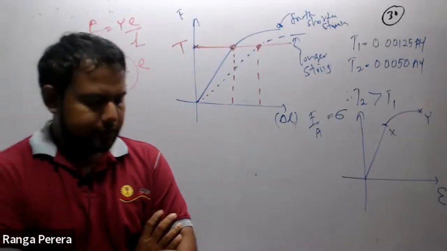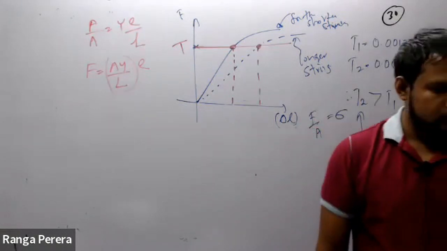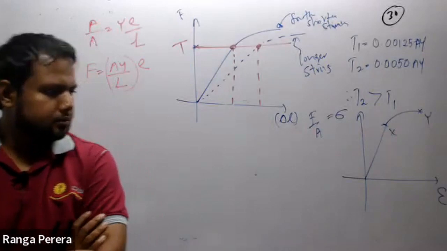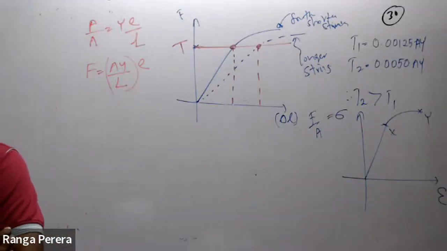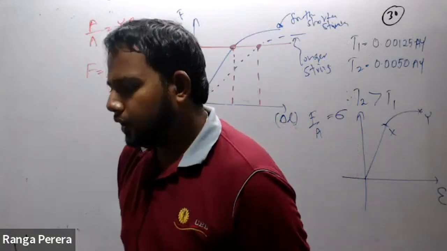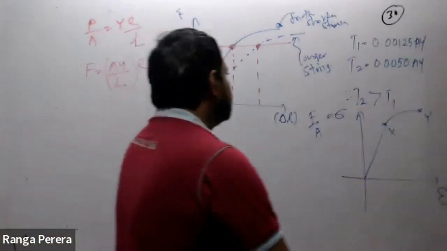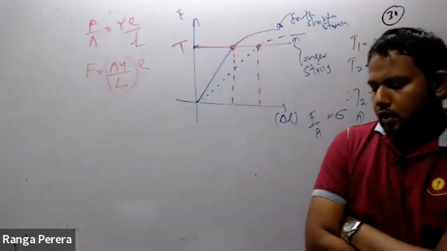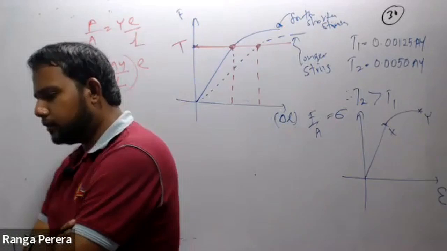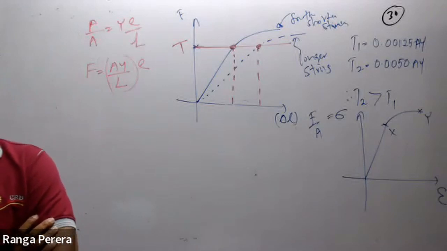As the applied force is increased, the tension in the shorter string will reach the proportional limit earlier than the longer string.